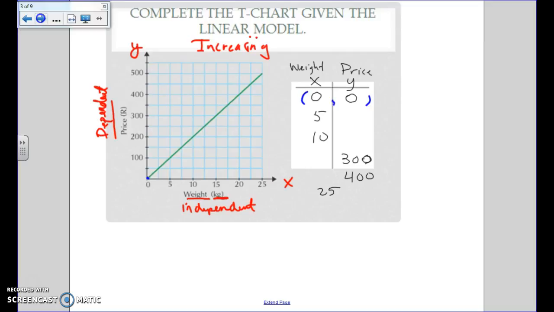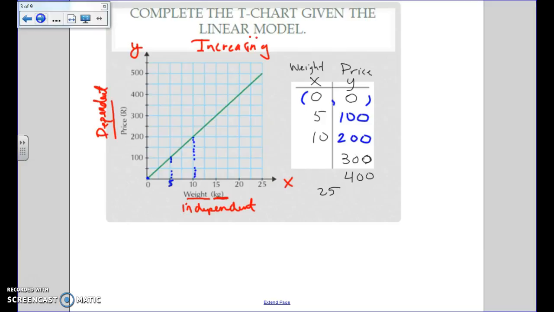Now I'd like to know what the y-coordinate is when x is 5. Well, if I look at the x value of 5 and I look at where the y value would be, I know it would be at 100. So I could put a value in there in my t-chart of 100 because that's what this graph is representing at the point 5, 100. And then again, I could look at 10, and I could decide what my y value would be. It looks to me to be at 200.